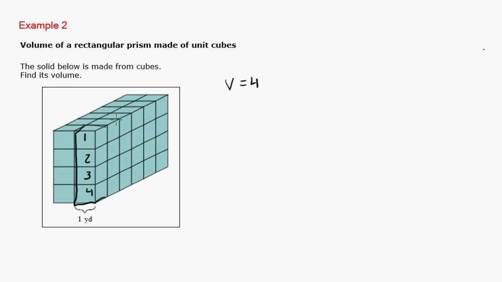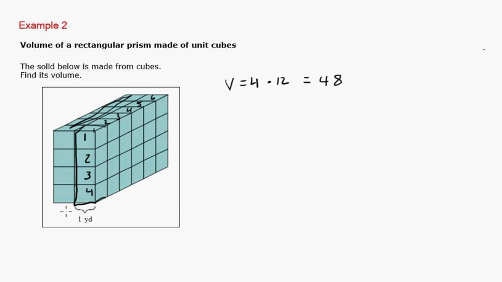So how many columns are there? Well, 1, 2, 3, 4, 5, 6, and then 6 more back here. So 6 plus 6 is 12. So I get 4 times 12. So 4 times 12 is 48. Okay, that's one way of doing it.